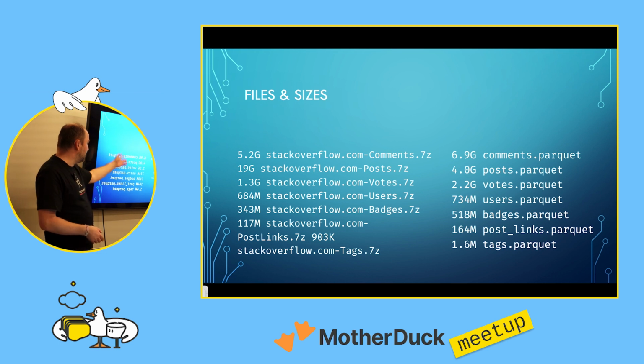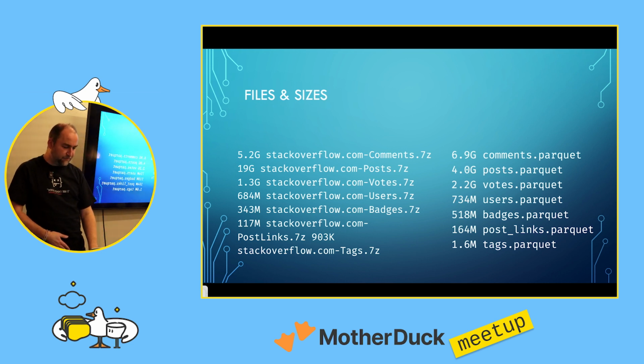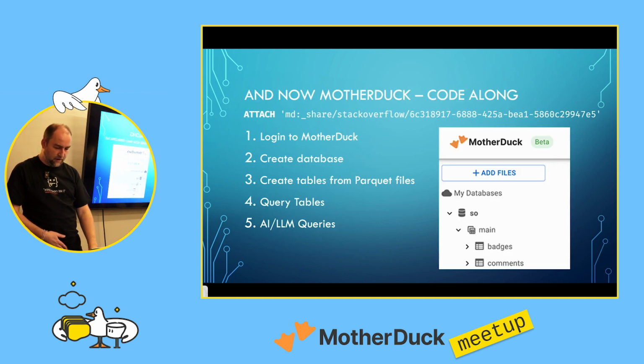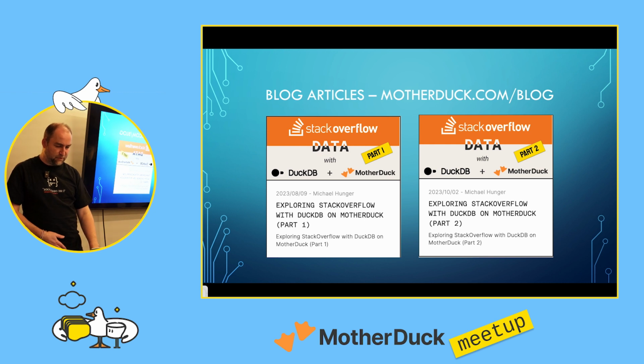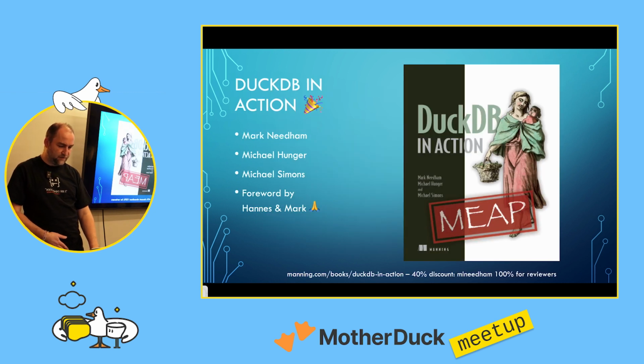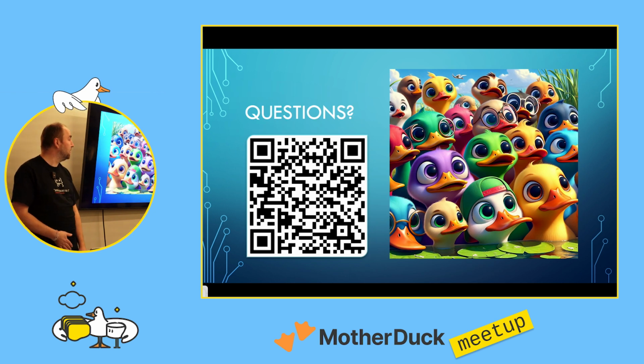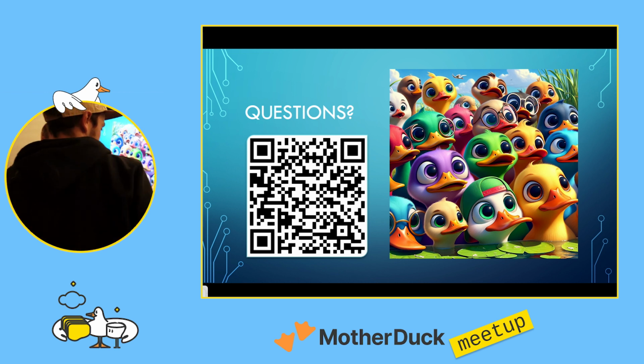We looked at how the Parquet files are much smaller than the CSV file and the compressed XML files, which is really nice, and that the information is there. We looked at the AI queries. If you want to see the blog posts, feel free, and otherwise, I think that's it. Any questions?